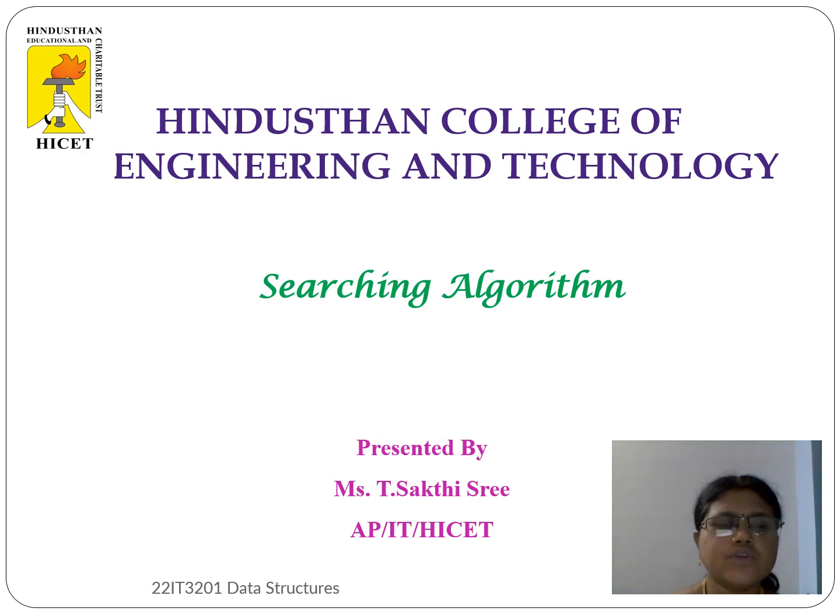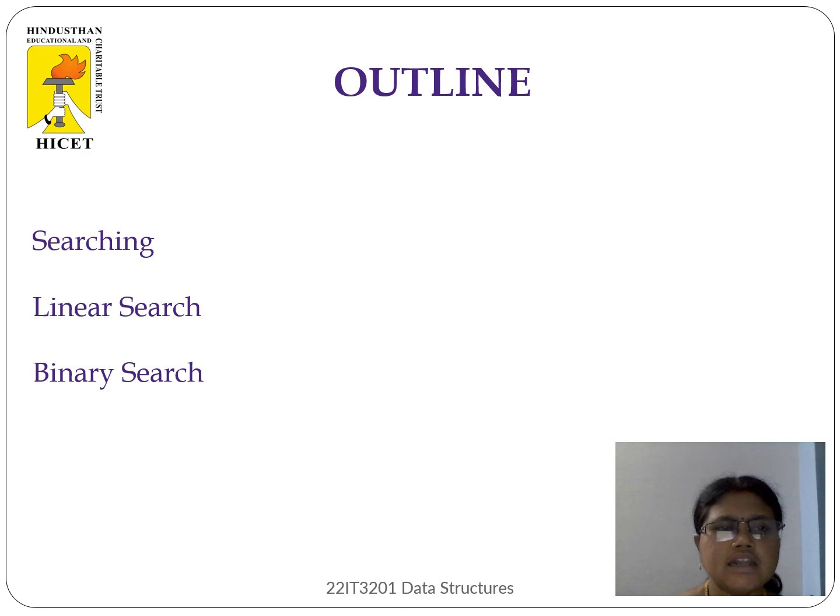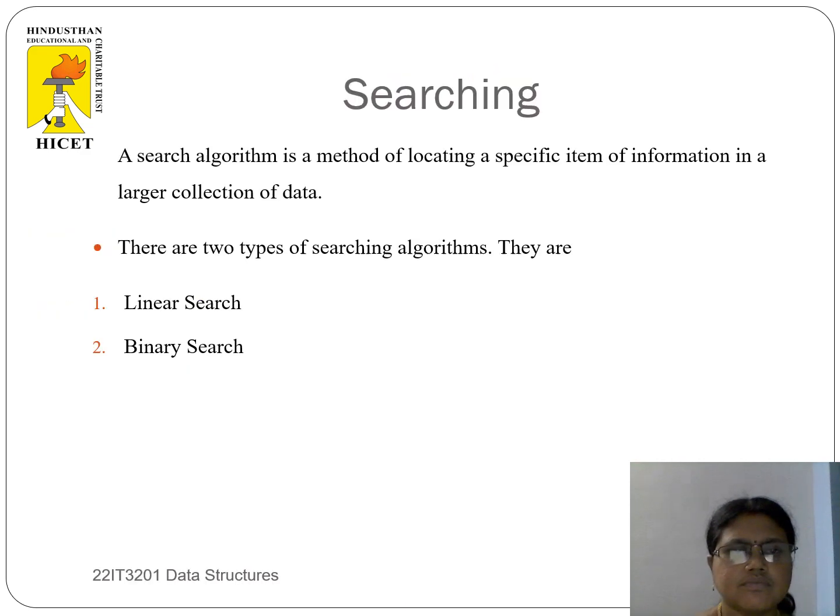In this video, we are going to learn about the searching algorithm. Let us see what searching is and the different types of searching algorithms available, which are linear search and binary search. Searching means finding a particular element. A search algorithm can be termed as a method of locating a specific item of information in a longer collection of data. This searching can be done in two ways, linear search and binary search.